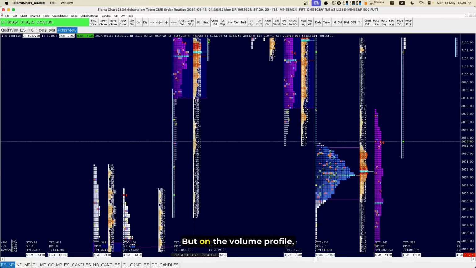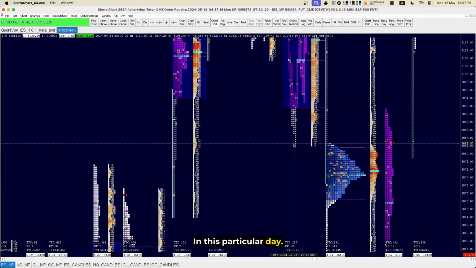But on the volume profile, when you have them next to each other, you can see some trading activity right here. This is where the volume profile comes in handy. So the market finds some value right here. Guess what? The next day, the market returns towards this high volume cluster that was formed right here and bounces back up, in this particular day.